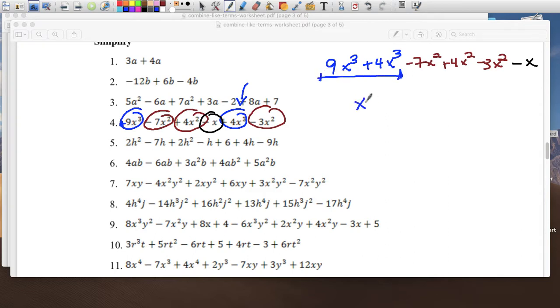Right? So it's going to be something x cubed, and 9 plus 4, they're both positive, is 13. See how simple that is? The reds, it's going to start here at the minus and go all the way up to here. So minus 7 plus 4x squared.